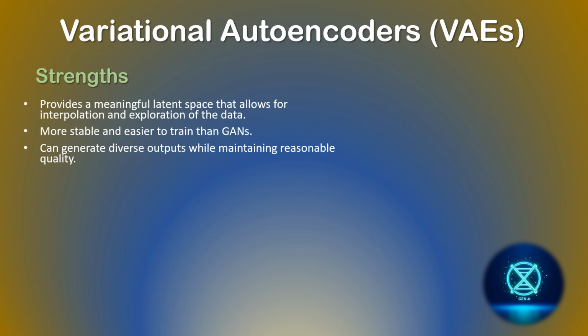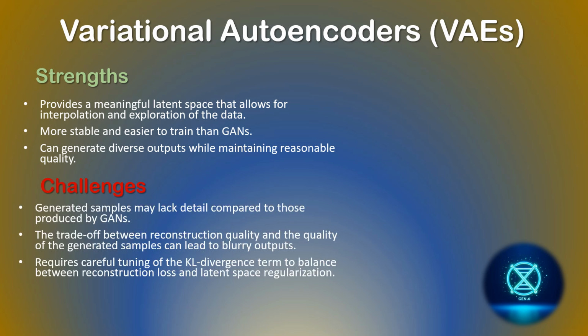And coming to the challenges, generated samples may lack detail compared to GANs. The trade-off between the reconstruction quality and the quality of the generated samples can lead to blurry output. It also requires careful tuning of the KL divergence term to balance between the reconstruction loss and the latent space regularization. And the use cases are image denoising and inpainting.